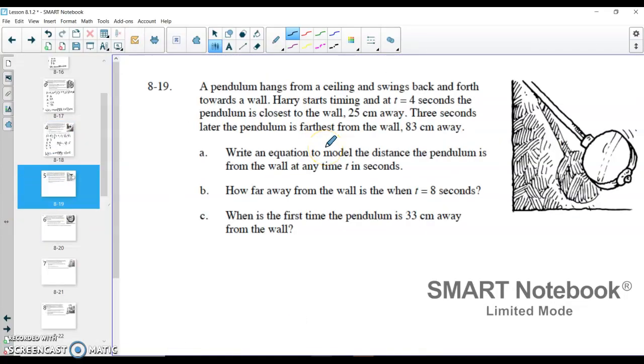I'm going to leave you here for 8-19. You can try to do this one with cosine. Try to do it with sine if you're feeling really dangerous. I may pick up with this one tomorrow. We have a couple more.